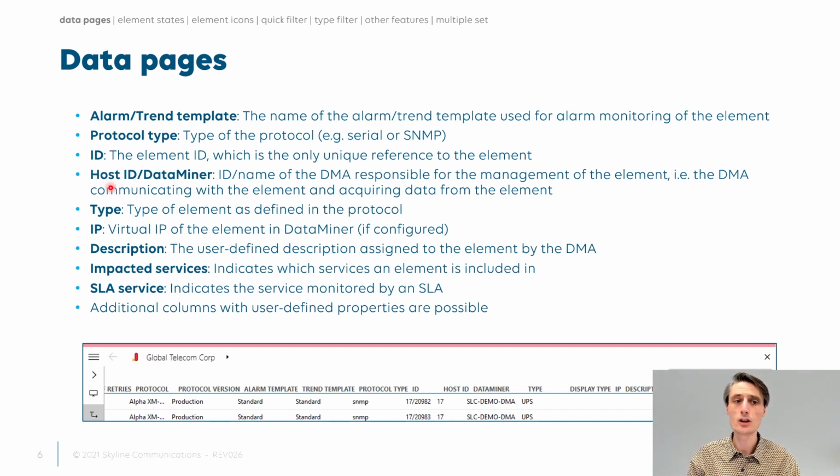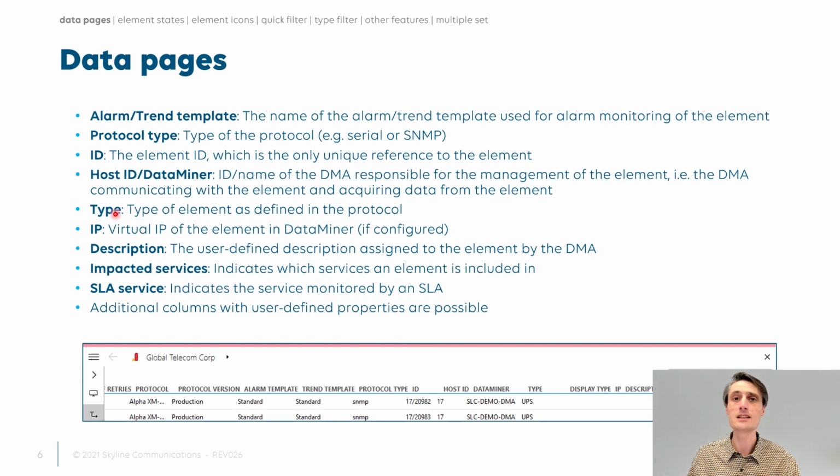Next to that, we have the host ID and first of all, the element ID. So that's the unique identifier of the element. That's the unique reference. So if we change the name of an element, that doesn't really matter. We have that unique ID reference there that is always going to make sure that you can easily change the name of an element. It is being hosted on a specific DataMiner agent that is indicated with the host ID and the name of the DataMiner agent doing the polling of that specific data source.